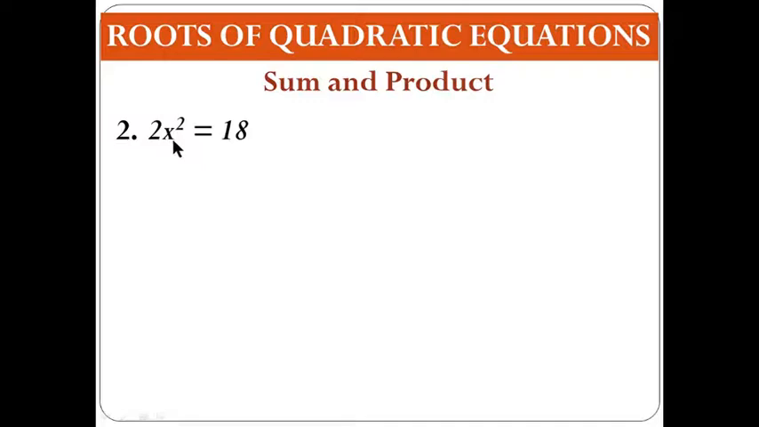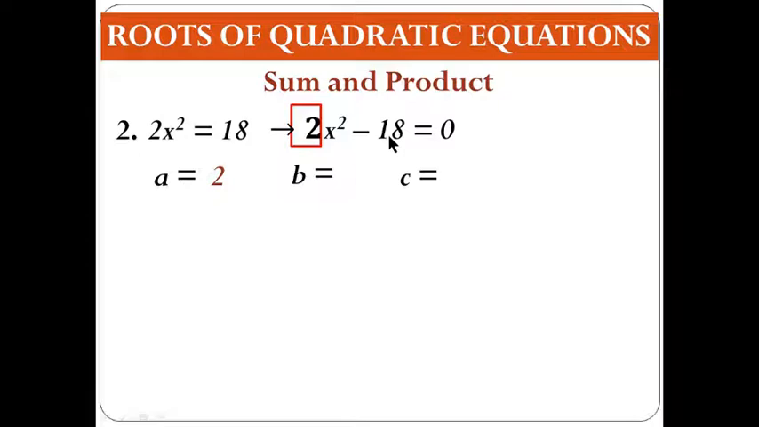Sunod na halimbawa ay 2x squared is equal to 8. So again, kailangan yung ating equation ay naka-standard form. So kapag na-transpose si positive 18 sa left side, nagiging negative 18. Now, we can identify the values of a, b, and c. So 2 is a. Yung b natin, we cannot see any linear term dito sa ating given equation. Therefore, yung b natin is 0. And c natin is negative 18.